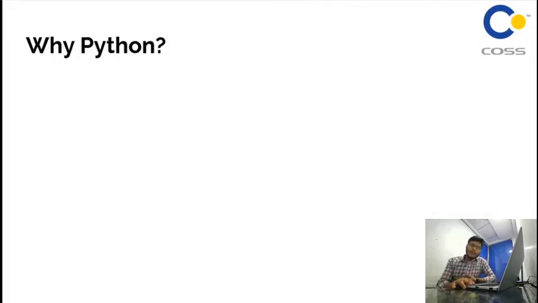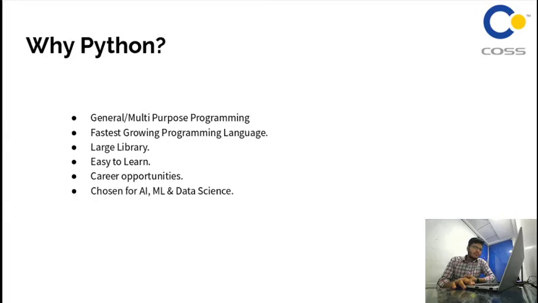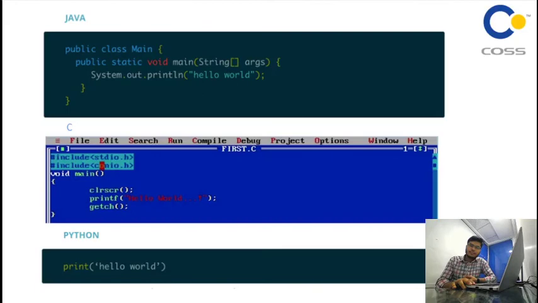So why Python? Python is a multi-purpose programming language. This language we can use almost everywhere, and this is the fastest growing programming language. As per the statistics of 2019, this is the fastest growing programming language, and Python has a huge number of libraries which we can import as per the requirement. And next, Python is easy to learn, and the important point, it has a good number of career opportunities. And finally, this is the language which is used for artificial intelligence and machine learning.